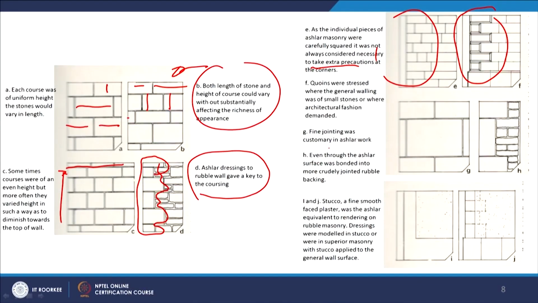And the main important part of the ashlar work is the fine jointing, and you can see that most of it is a kind of uniform layering. And here, though it is ashlar work, still crudely jointed rubble work has been backed up into it. Whereas again the stucco has a smooth face plaster, and so these are various techniques in ashlar constructions.